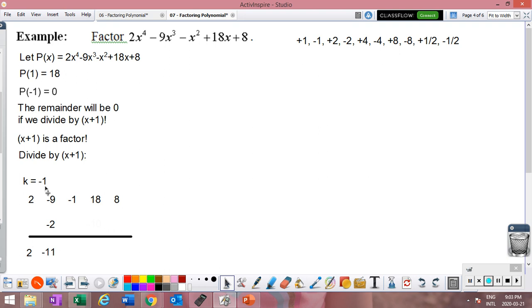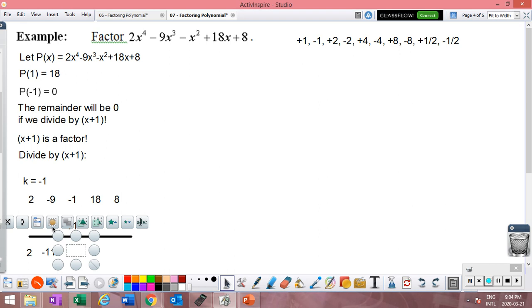So negative 11 times negative 1. Now I get positive 11. And add to get 10. If this is confusing, go back and do some synthetic division homework, please. This procedure we're going to do again and again, so we really need it down pat.